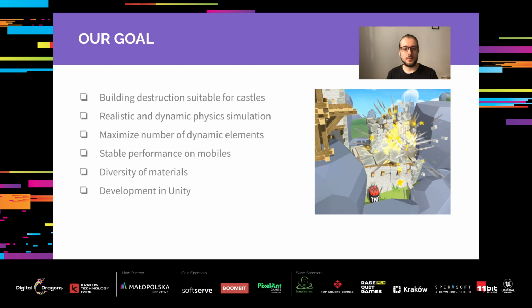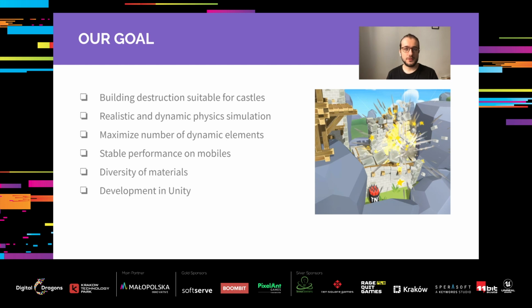We want to maximize the number of dynamic elements on the scene, but at the same time, we want to achieve stable performance on mobiles. Let's hope for 60 FPS, which is a challenge on a mobile device. We also want to distinguish different materials like stone and wood, where stone is hardened and wood is easier to break. We also want to develop in Unity, since Unity is a go-to game engine to create games on mobile devices.